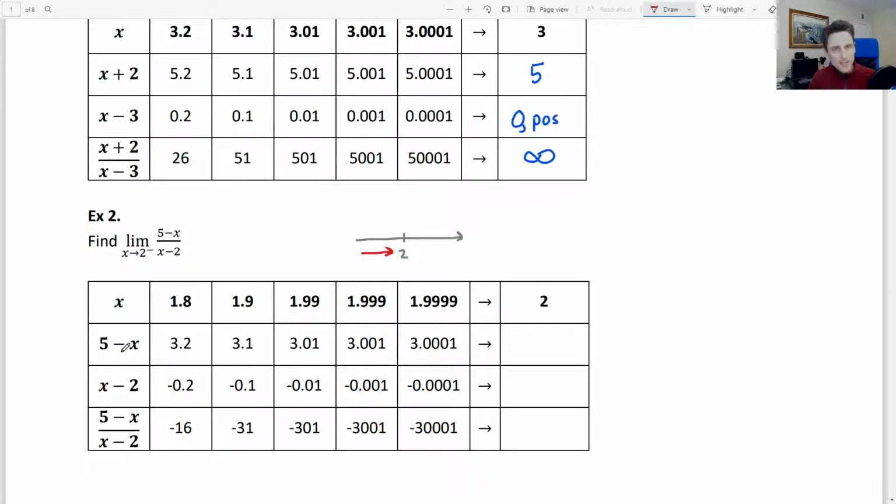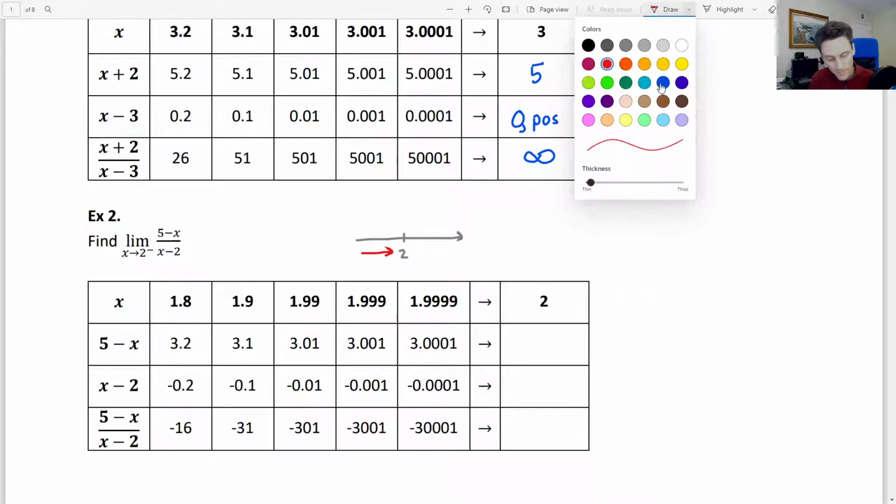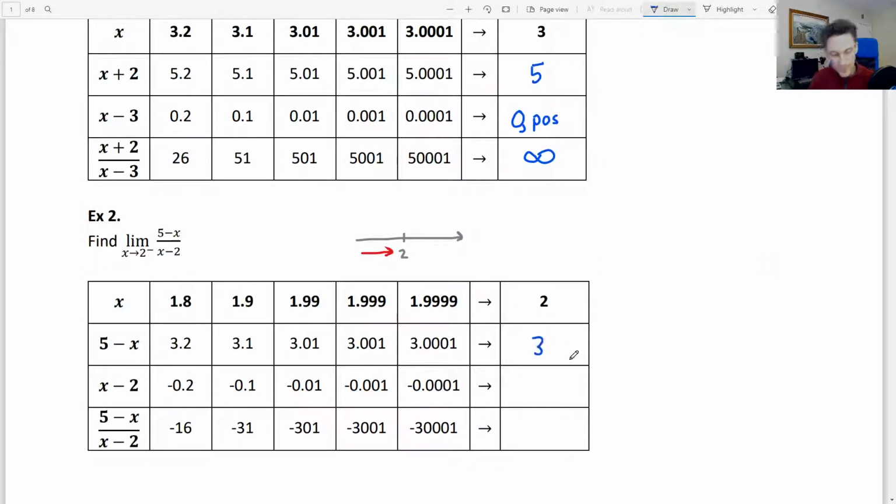It's like we're doing PEMDAS, really. We're just following the order of operations. We do what's in here, then we do what's in here, and then the last thing we do is divide. So 5 minus x, if we take 5 minus 1.8, we get 3.2. 5 minus 1.9, we get 3.1. What does it look like the 5 minus x's are approaching? Yeah, if you said 3, that would be correct.